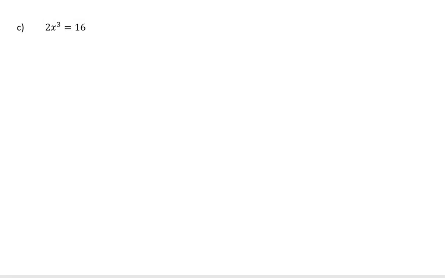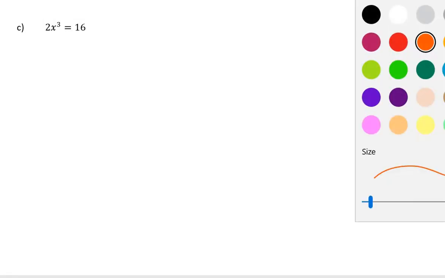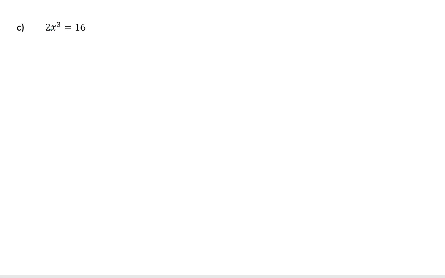What about 2x cubed gives you 16? Well, basically, you are going to cube something, then you're going to multiply it by 2, and you want to get 16. So probably the easiest way to do this question is, why don't we try and get the x cubed alone?